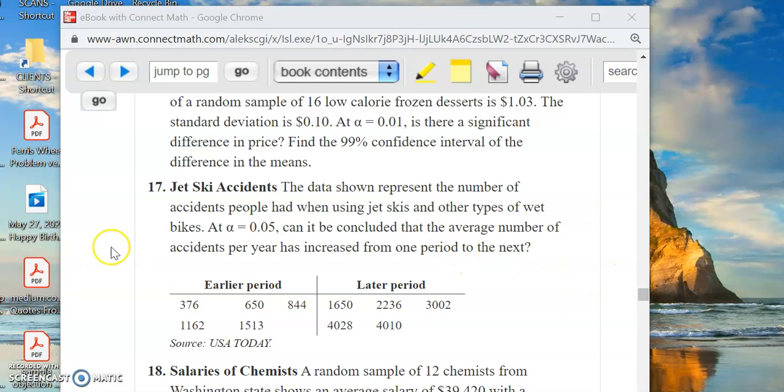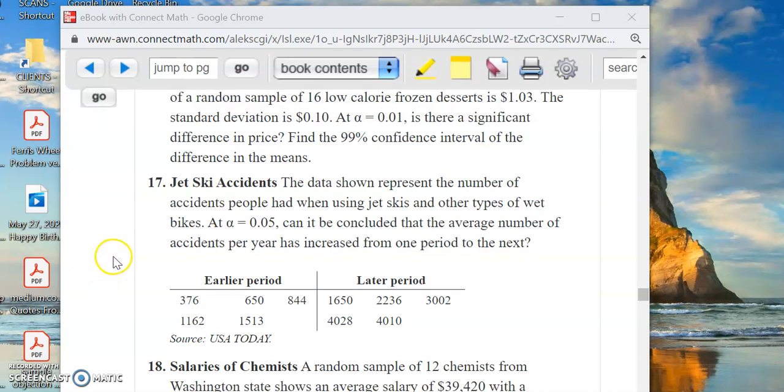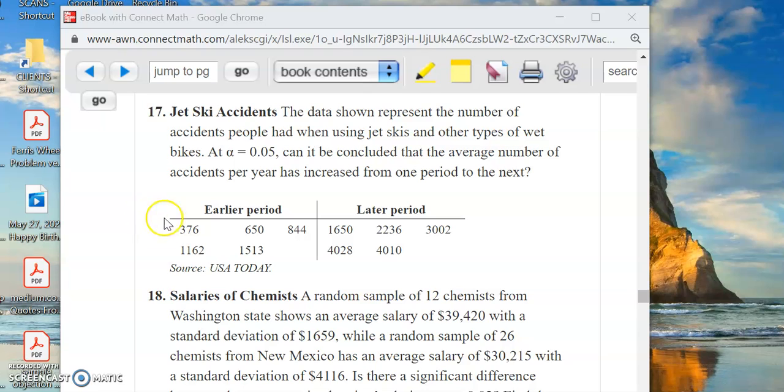It's the number of accidents that people had when using jet skis. And they want you to use an alpha of 0.05. And then the call of the question is, can it be concluded that the average number of accidents per year has increased from one period to the next? So we got this period and then this period.